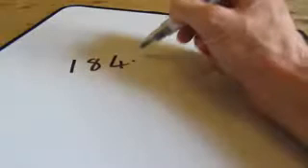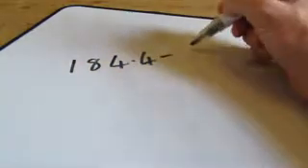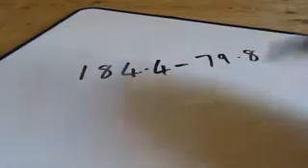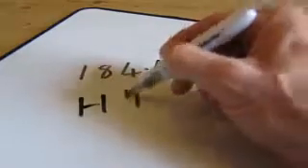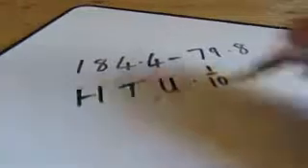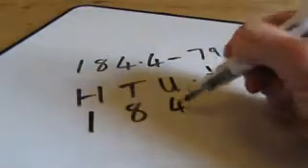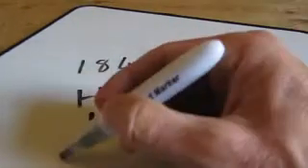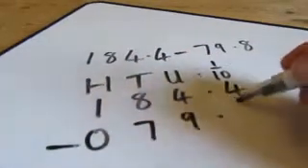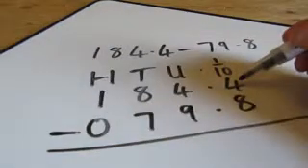Let's have a look at a number in the hundreds. Let's try 184.4, and we're going to subtract 79.8. I'm going to stick to the standard method, it's just efficient. Hundreds this time, we've got a hundreds number: hundreds, tens, units, and our small bits, our tenths. 184.4, subtract 79.8 equals, I've got 4 tenths.